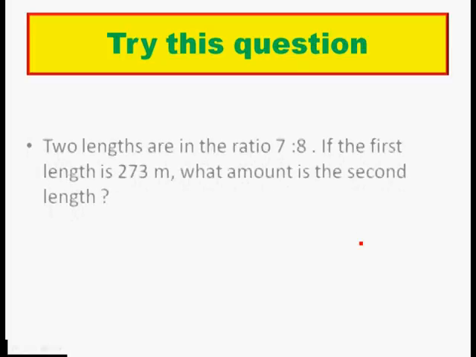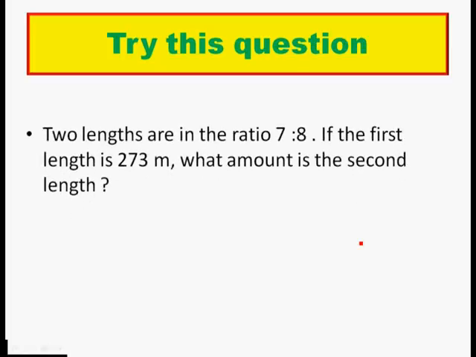It's time to try this question. Two lengths are in the ratio 7 to 8. If the first length is 273 meters, what is the second length? Think about this, pause your video, and try this question. If you should get the answer wrong, please remember to keep trying until you get the right answer. Do not continue to watch the video unless you get the right answer.